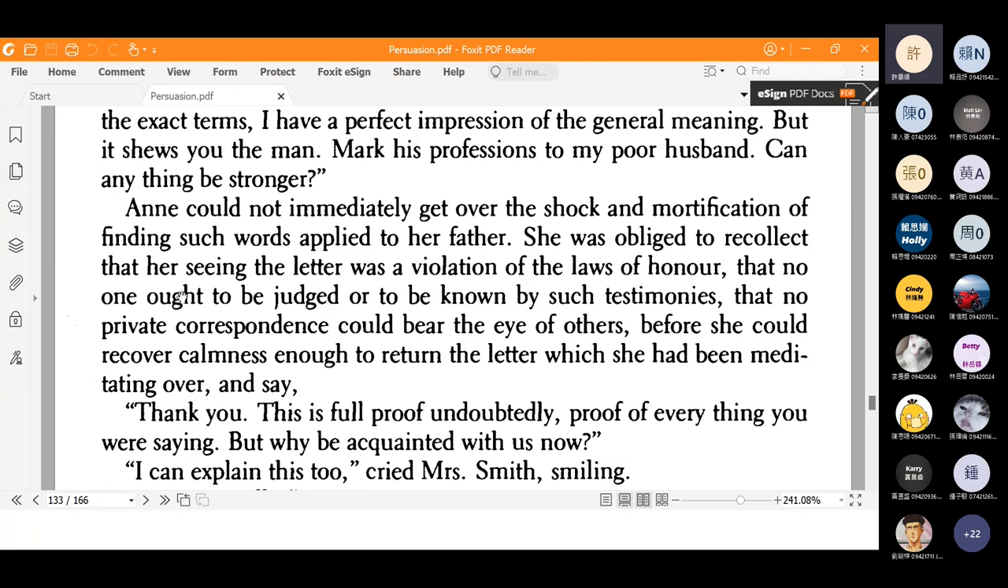Well, the first part is easy to understand. Her seeing the letter was a violation of the laws of honor. That's straightforward, right? You should not read other people's letters. But then why, if you happen to see someone else's letter, why should you not judge them if it contains something terrible, such as Mr. Elliot's letter? Why can't private letters bear the eye of others?